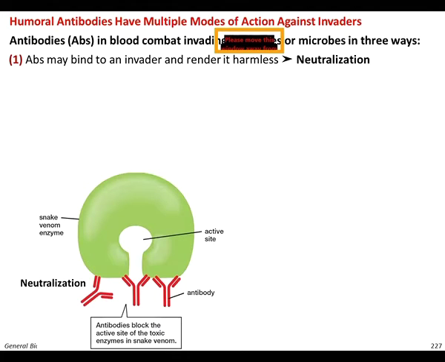So let's see how the antibody actually combats these invading microbes through some mechanisms. One of the mechanisms is that the specific antibody can bind to the active site of a pathogen component, in this example like the snake venom enzyme. So it can bind to the active site of this enzyme and then render it harmless. And this process of defending is called neutralization.